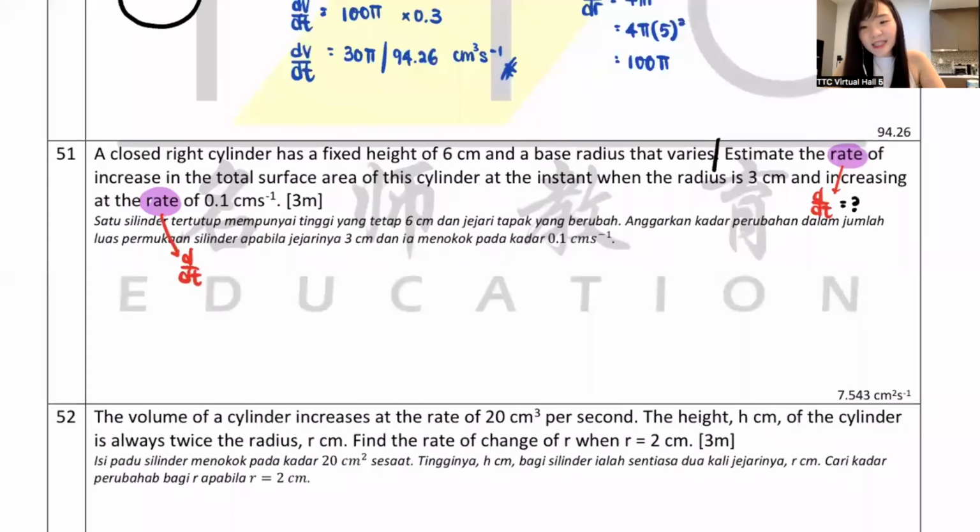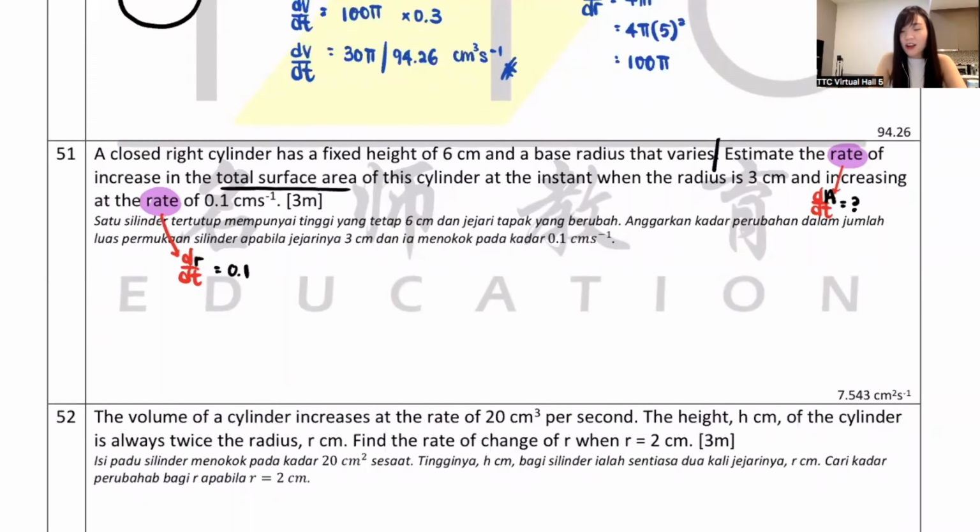They say estimate the rate of increase of the total surface area. Some of you tell me dSA can also, but normally for surface area I still write A. It's a bit weird to write dSA. So dA/dt. Next, this one also has another rate, 0.1. Can anyone tell me what this is? Very good.